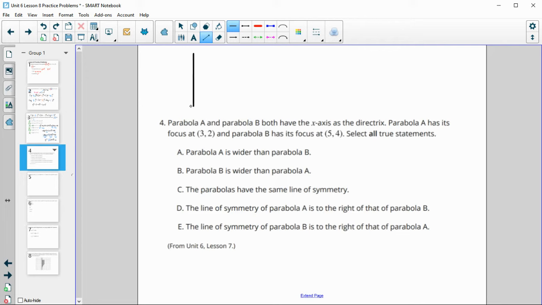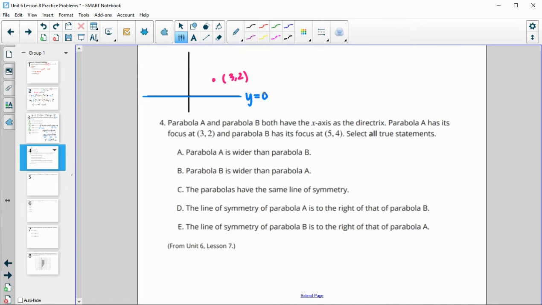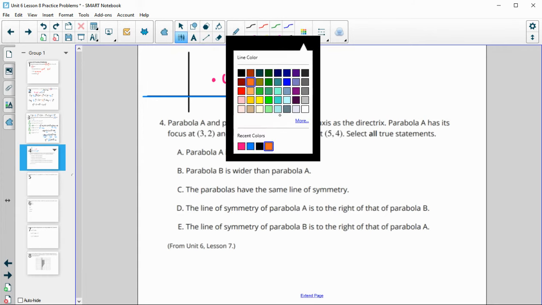So we'll draw parabola A here. I'm just going to draw the XY axis here. And this one says that parabola A has a focus of 3,2. So we'll just put a point here. So here's our focus. And then it has a directrix of the x-axis. And so that's this line right here. And I also like to write this as the y line that it is. So this is y equals 0. And that's parabola A.